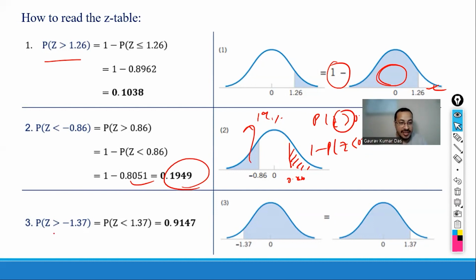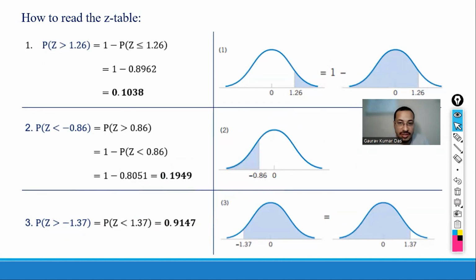Probability of Z greater than minus 1.37: again, greater than values are not given, negative values are not given. So probability of Z greater than minus 1.37 is the same as calculating probability of Z less than 1.37. So this area and this area are the same. And this area we can easily find out from the table because it is probability of Z less than the positive value, which is 1.37.